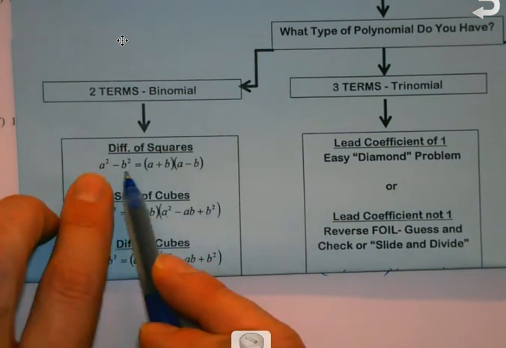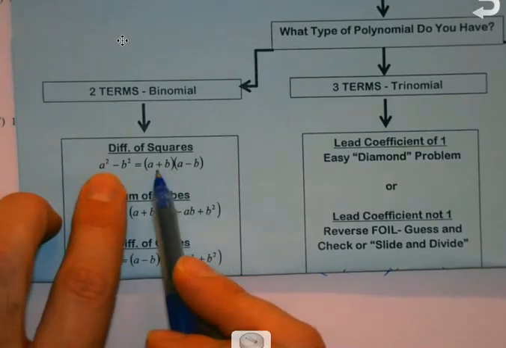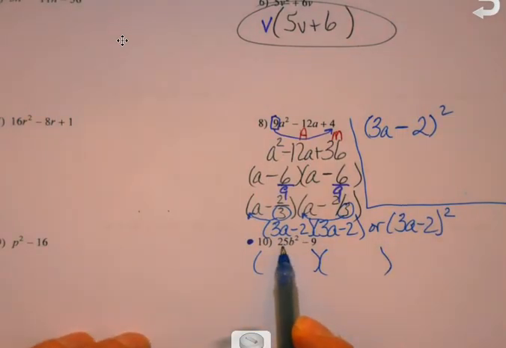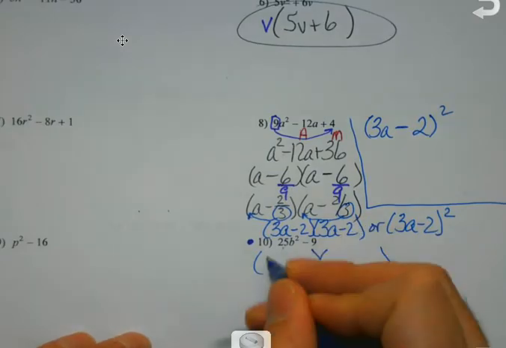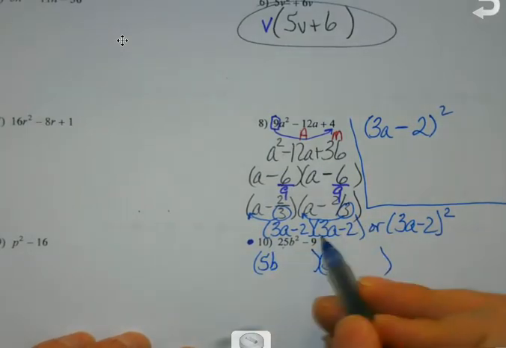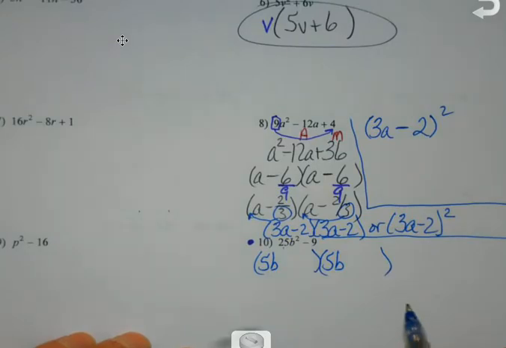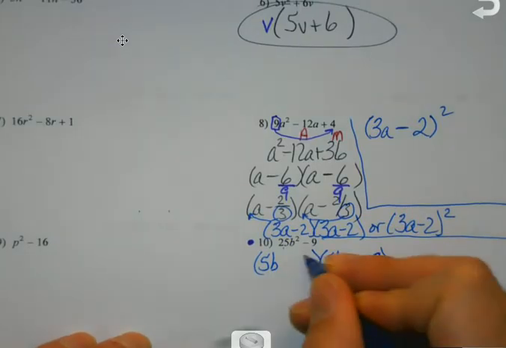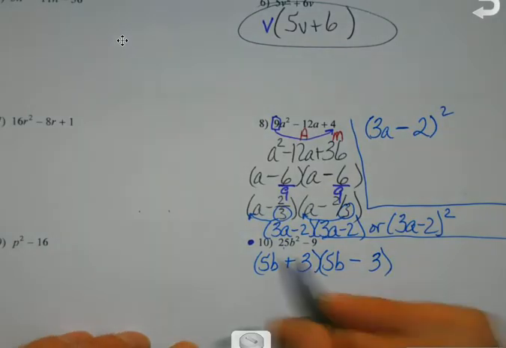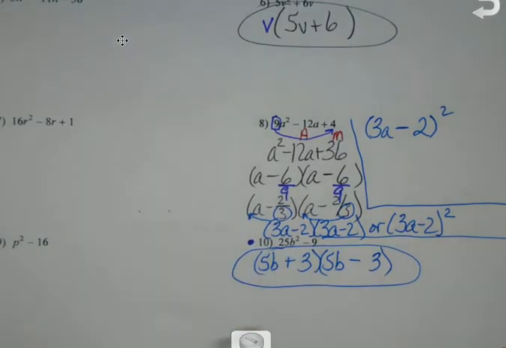Oh, so it's just what do I square to get each one? And I use a plus and a minus. Okay, so what do I square to get 25b squared? 5, so 5b, 5b. What about 9? 3. And I use one that's plus and one that's minus. And it doesn't matter which order I do them in. But I got to know the pattern to make this work.